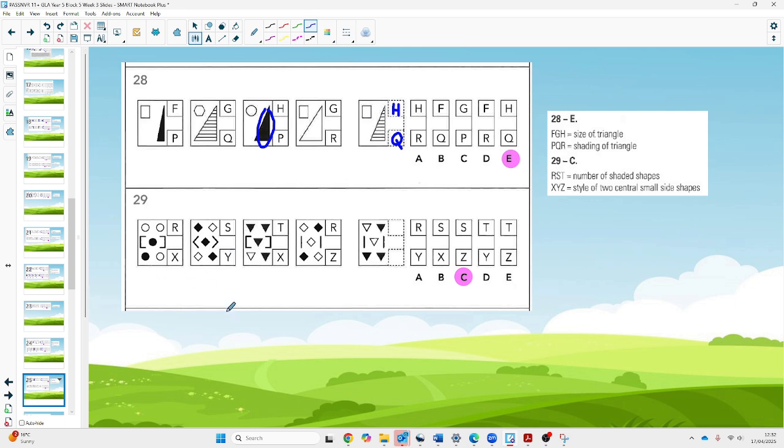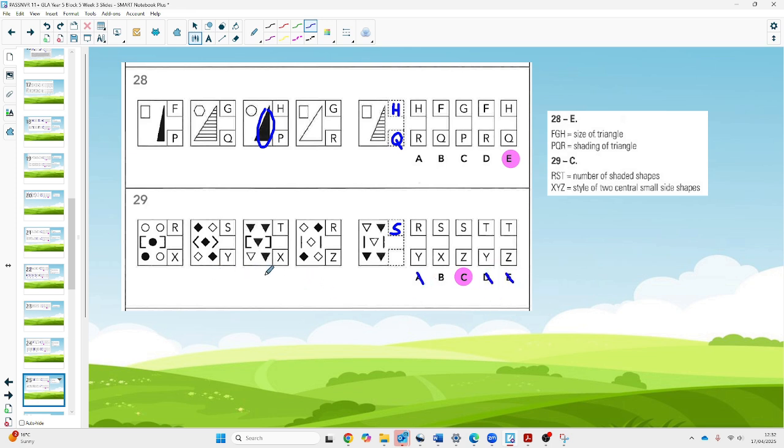Number 29, this will test your eyesight a little bit. You've got RST and the number of shaded shapes. So R is 2, S is 3, T is 4 and R again is 2. We require 3, so it's the S along the top. And again, you can go back to your elimination if that helps you.